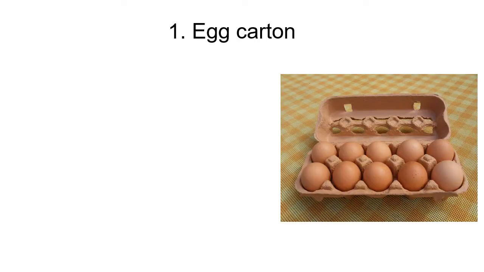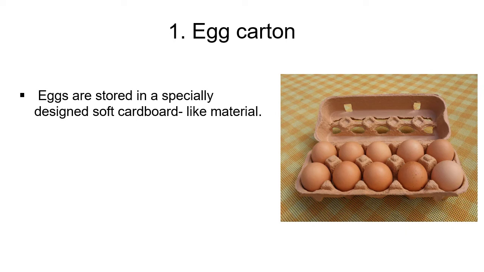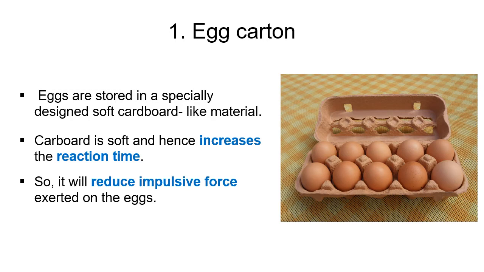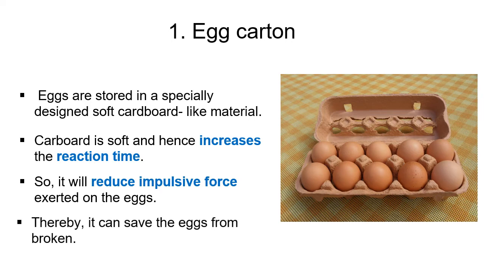First, egg carton. Eggs are stored in a specially designed soft cardboard-like material. Cardboard is soft and hence increases the reaction time. So, it will reduce the impulsive force exerted on the eggs. Thereby, it can save the eggs from breaking.